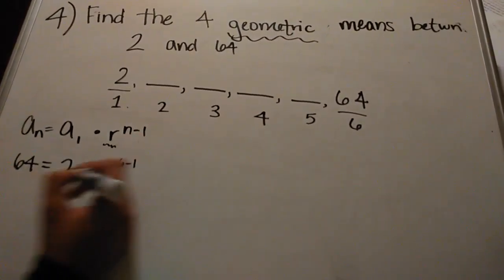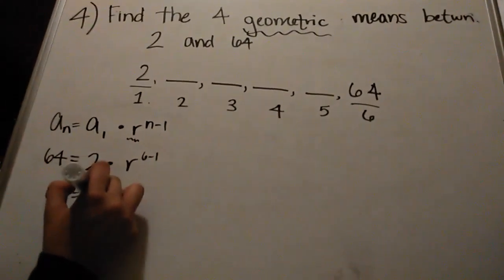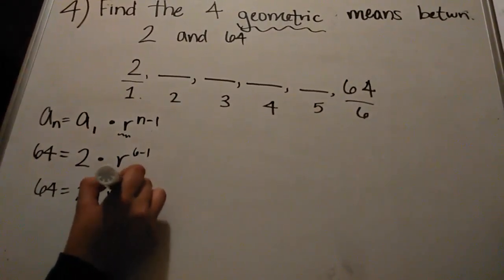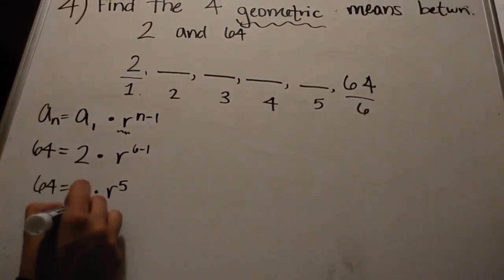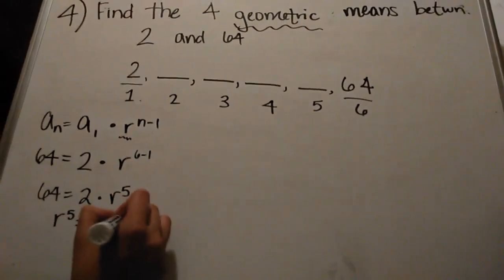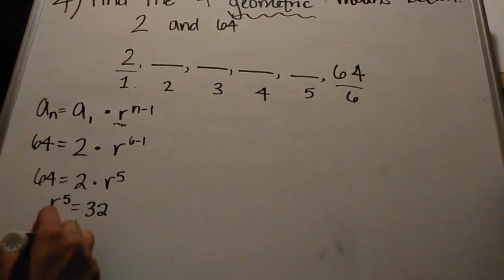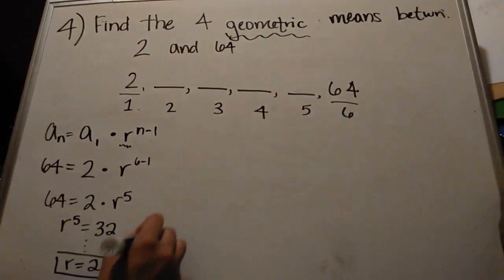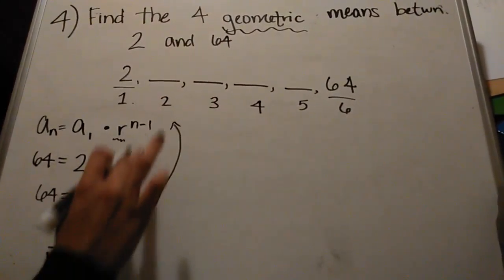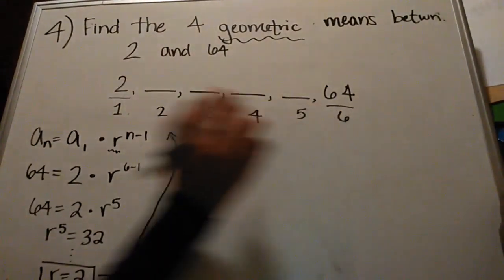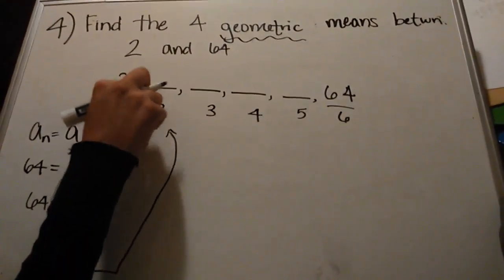So that's 6 minus 1. So 64 equals 2 times r to the 5th. r to the 5th equals 32. And when we simplify that, you get r equals 2. So that means that our common ratio, how we're getting from one term to the next, is that we multiply that term by a value of 2.